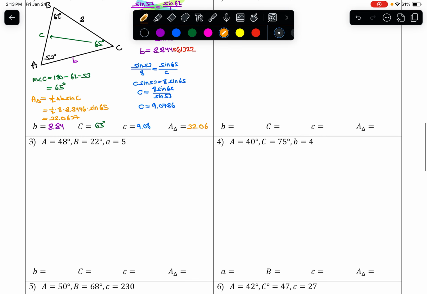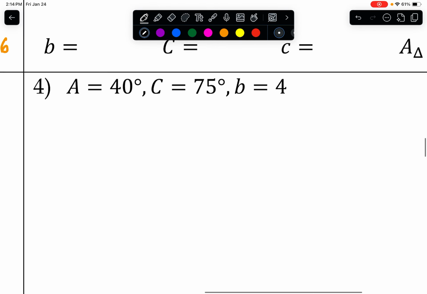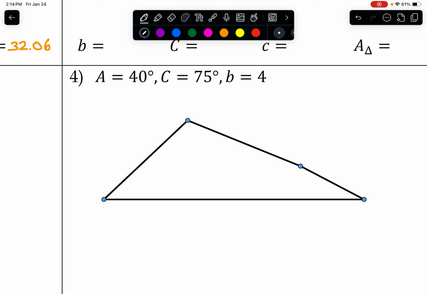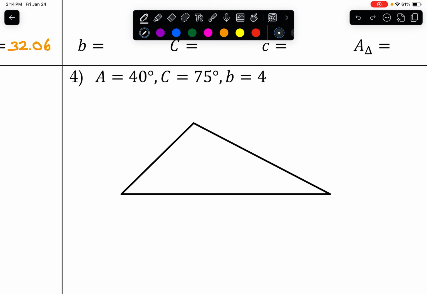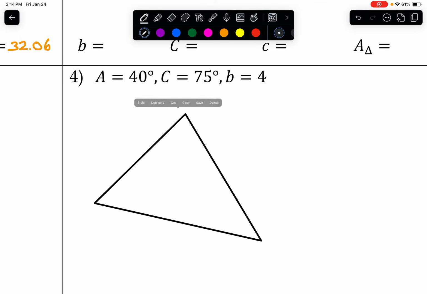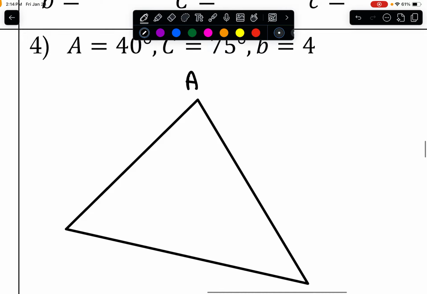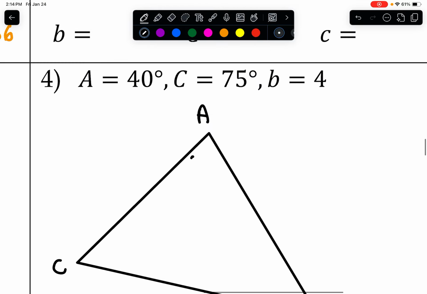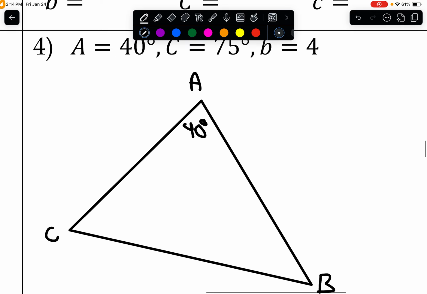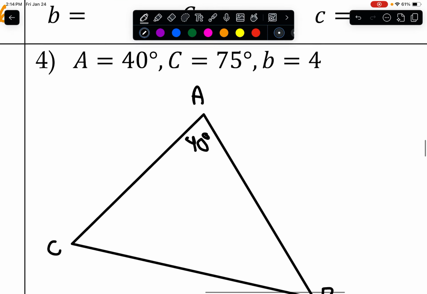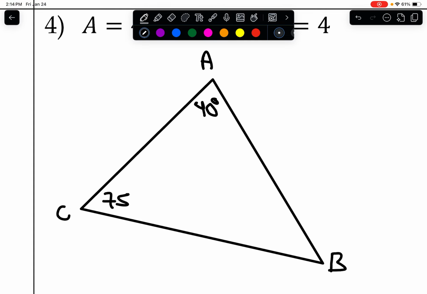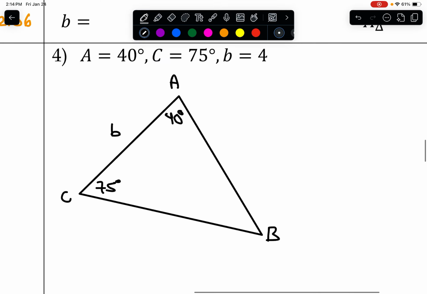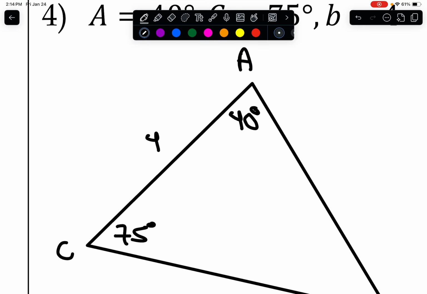All right, so now I'm going to jump down to number 4. Once again, I'm just going to draw any sort of triangle. It's not going to be drawn to scale by any means. I'm going to put A up here this time, because why not? So A is going to be 40 degrees, and uppercase C is 75 degrees, and then they give you lowercase b is 4.